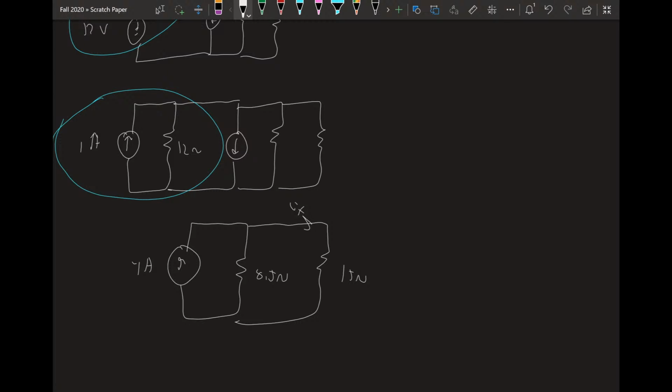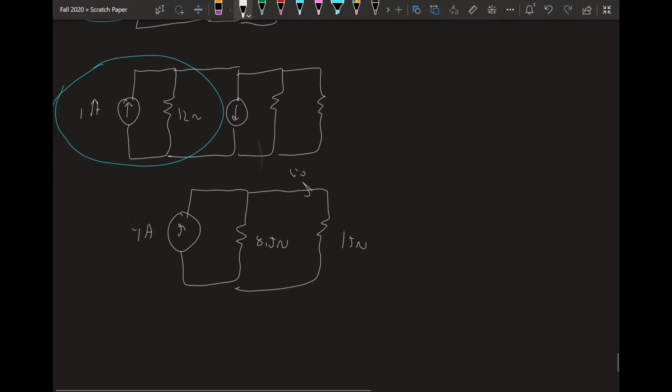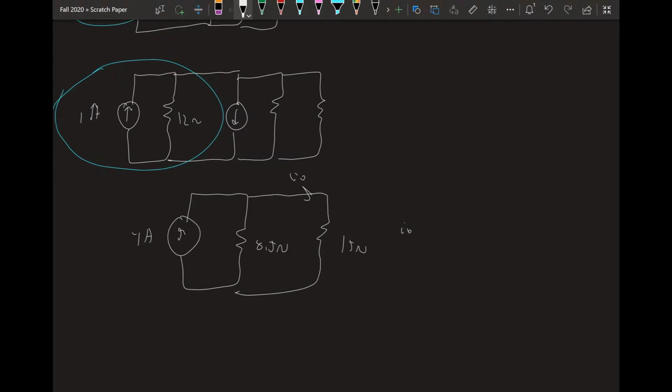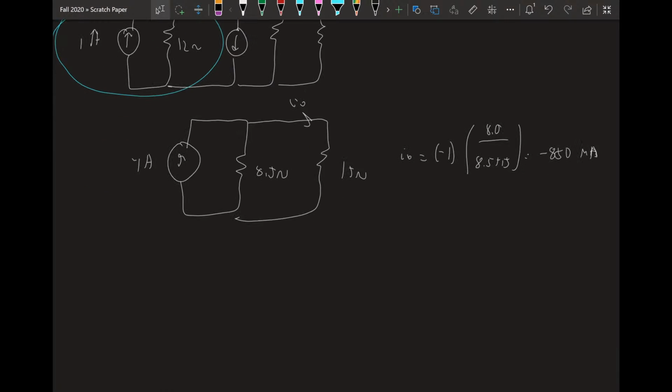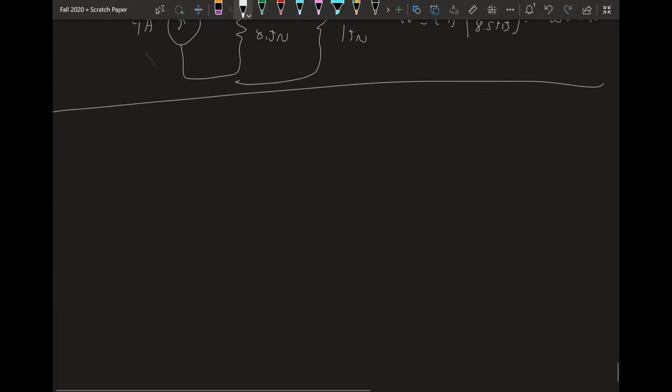Or IO, I think I called it. And we can use the current divider equation to do that. IO equals -1, the total current, times the other resistor over their combination, which is equal to negative 850 milliamps. Alright, so sweet. We have our answer, and that's how you would apply source transformations to actually solving a circuit. Let's move on to something else.